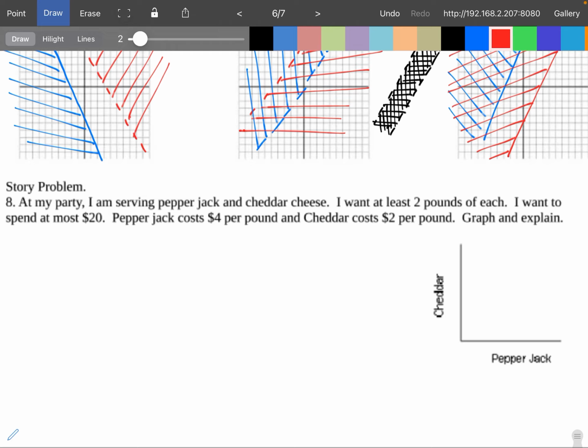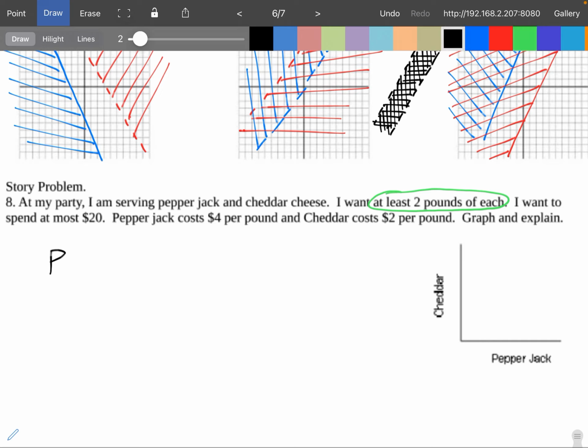So the story problem, this one I almost misread it earlier. It says you're buying pounds of pepper jack cheese and cheddar cheese for a party. You want at least 2 pounds of each, but you want to spend at most $20. And then the pepper jack costs $4 per pound. The cheddar costs $2 per pound. And then we're going to graph this solution and write these two inequalities.